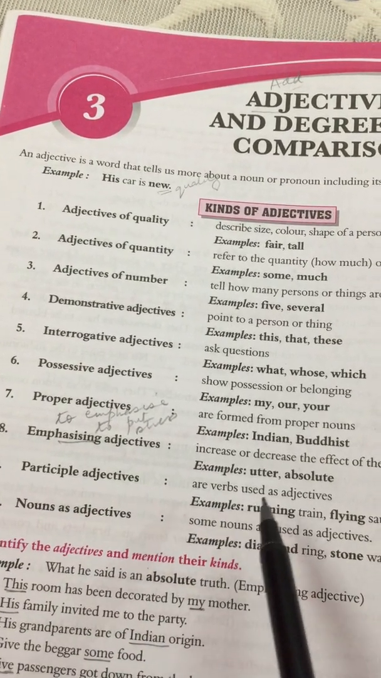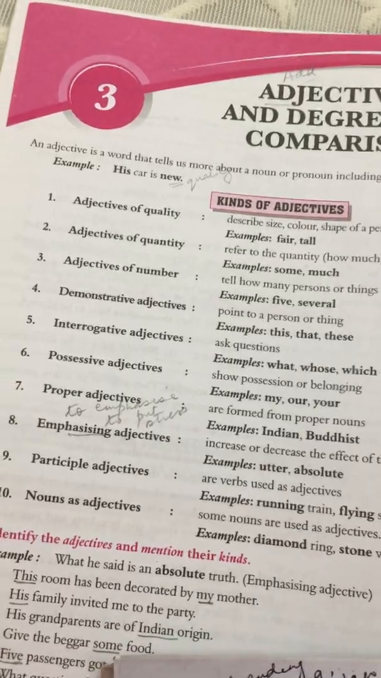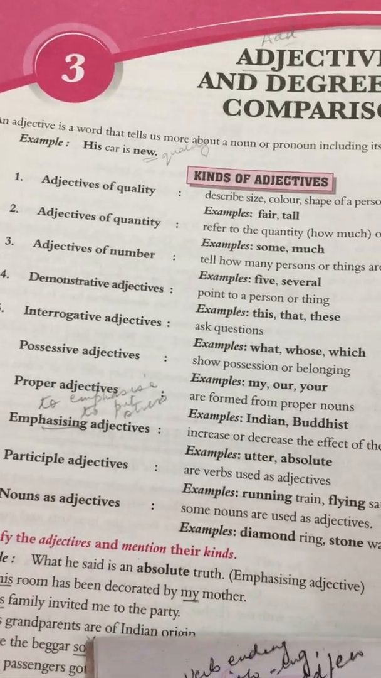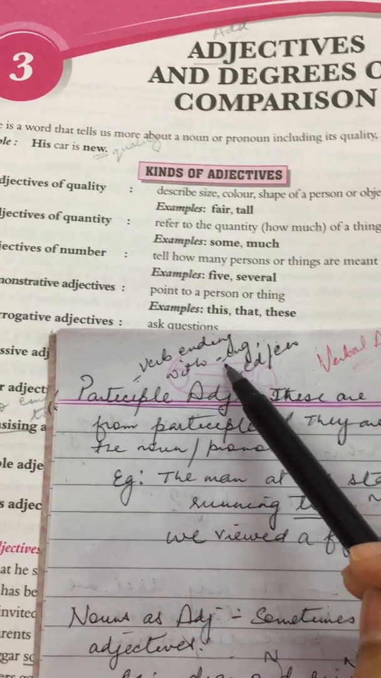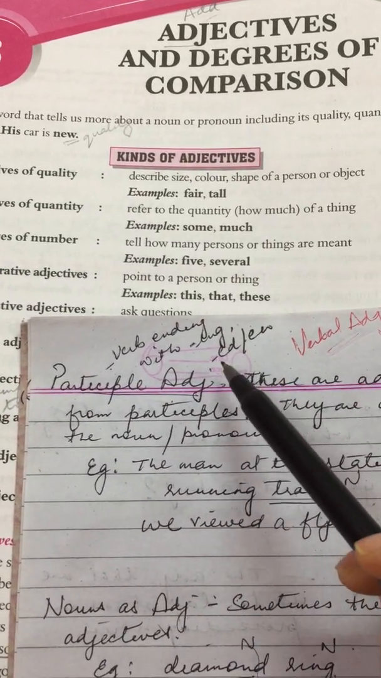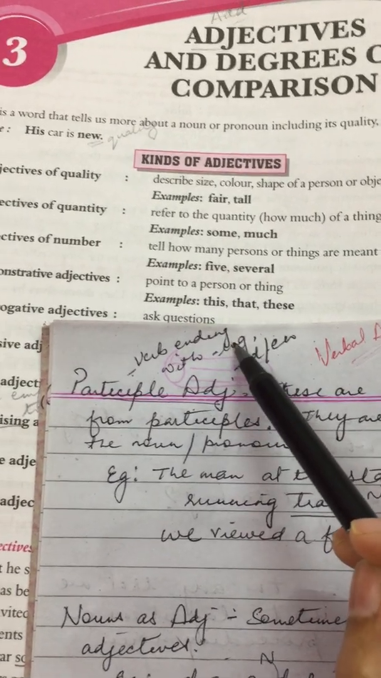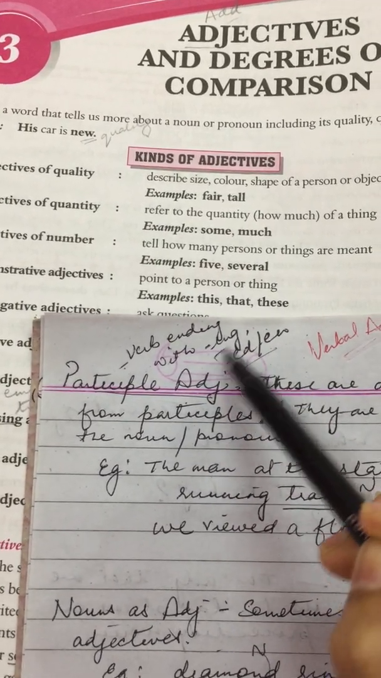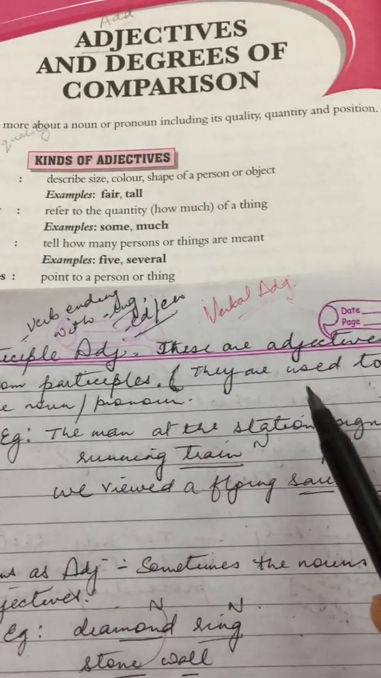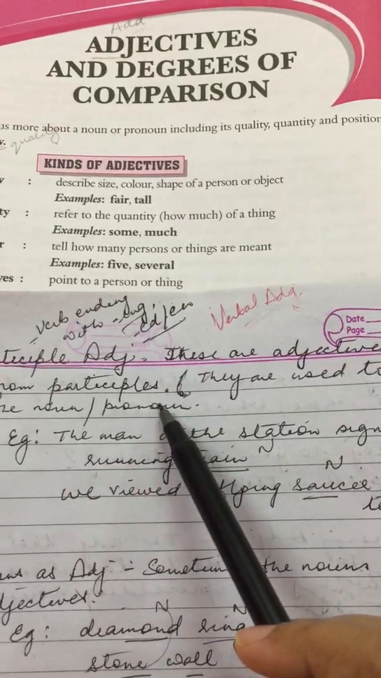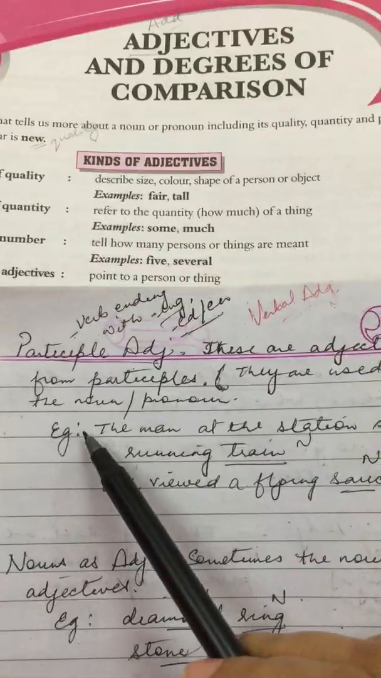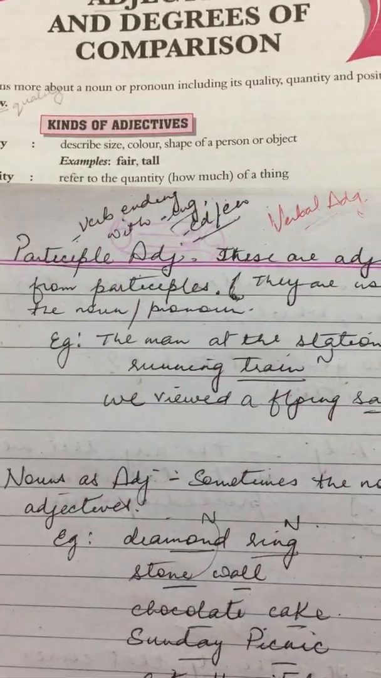Participle adjectives are verbs used as adjectives. Now what is a participle? You must have learned participle. A participle is a verb ending with ing, ed or en. Present participle, past participle, you might have learned it. So these are adjectives formed from participles. They are used to describe a noun or pronoun. For example, what is the example given here?